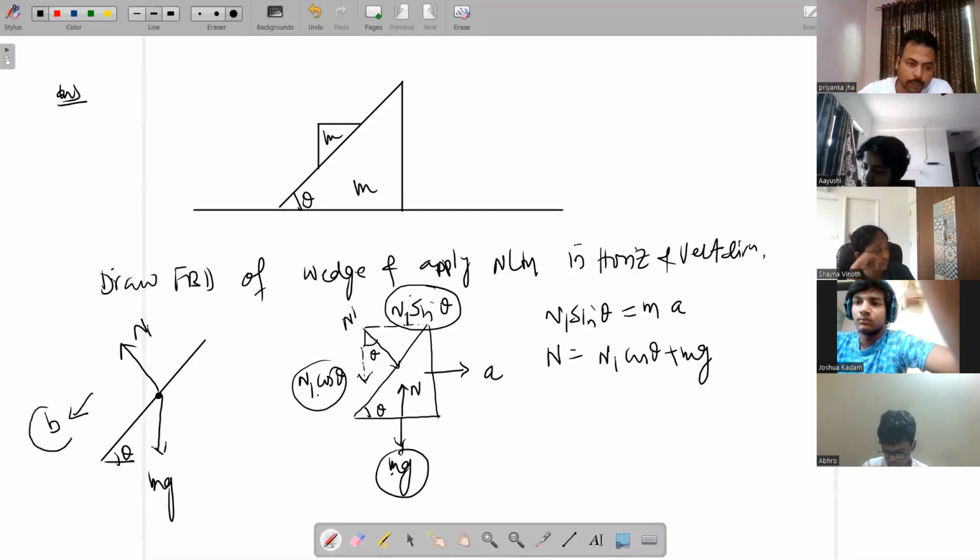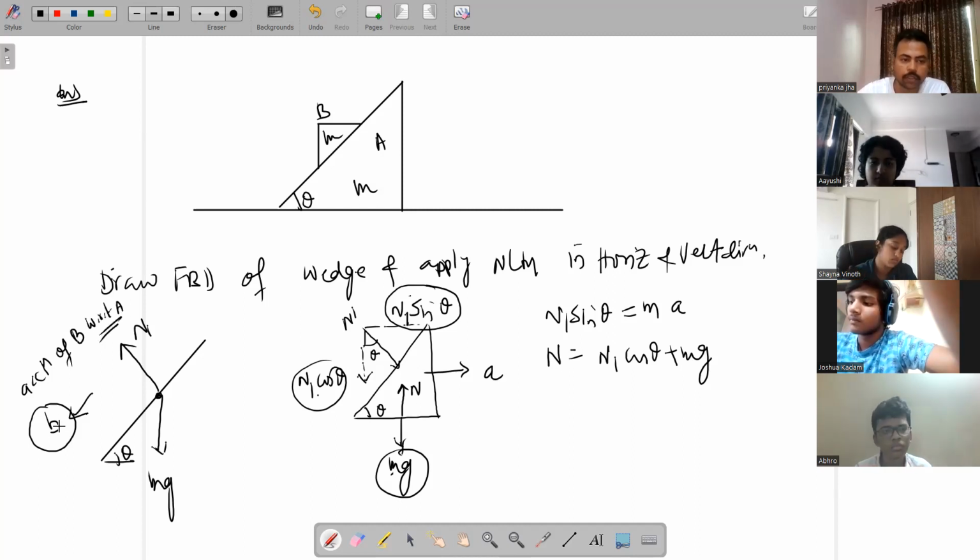So don't forget this. This B is the acceleration of, suppose this is A and this is B. Acceleration of B with respect to A, the wedge, not with respect to the ground.